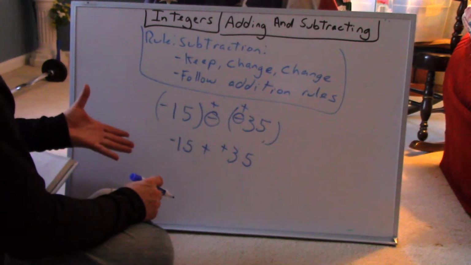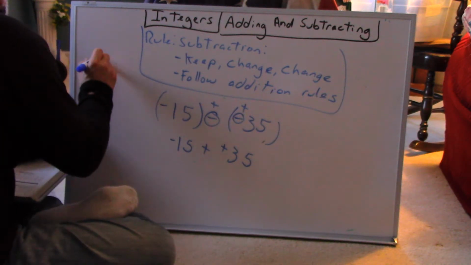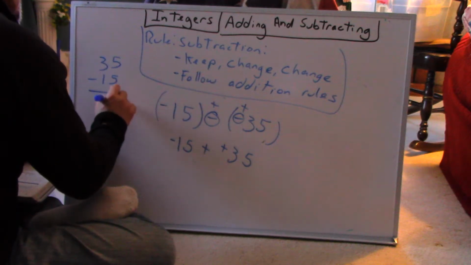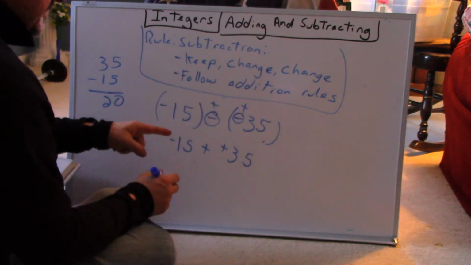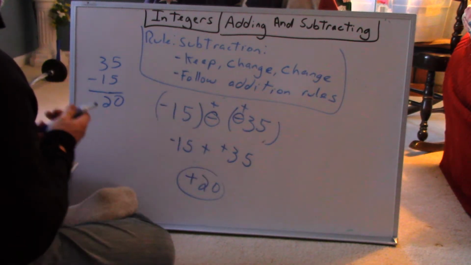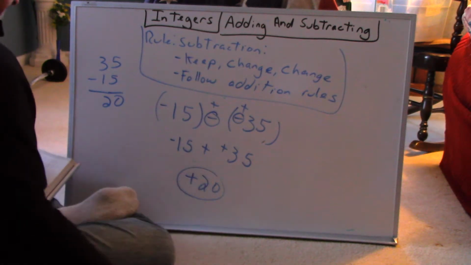Well, they're different. So the addition rule is subtract and take the sign of the higher number. So I'm going to go 35 minus 15. 5 and 5 is 0. 3 minus 1 is 2. And the higher number is positive. So it's positive 20.